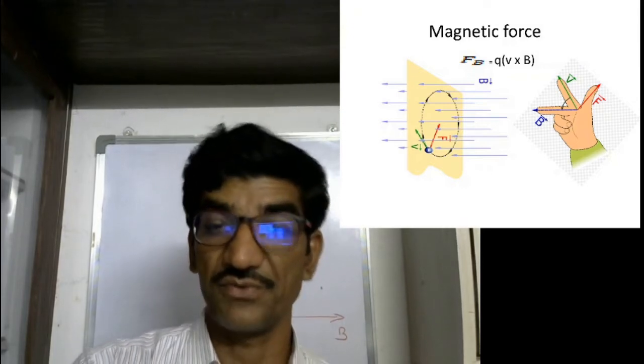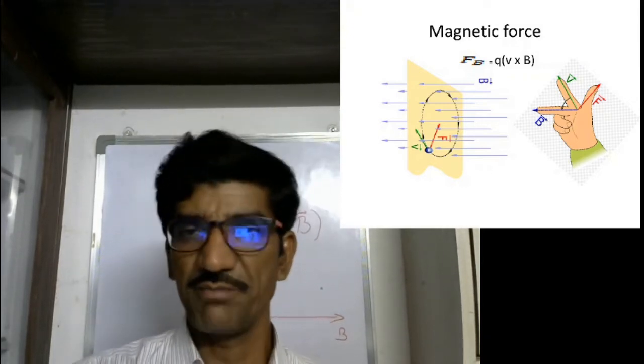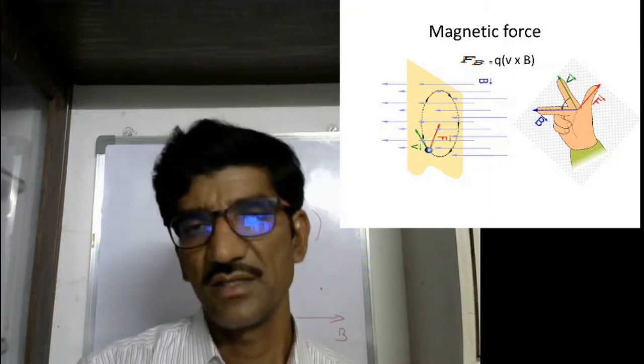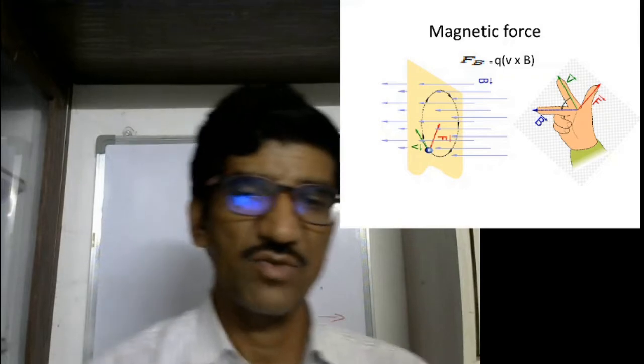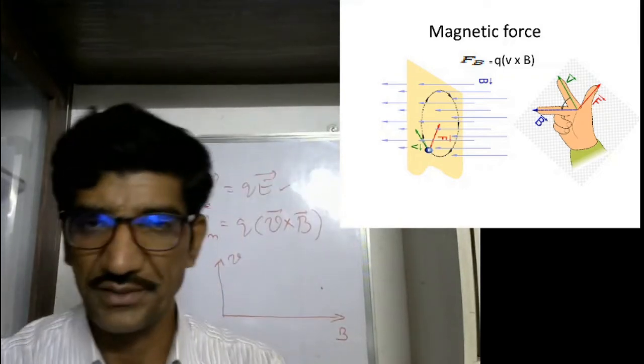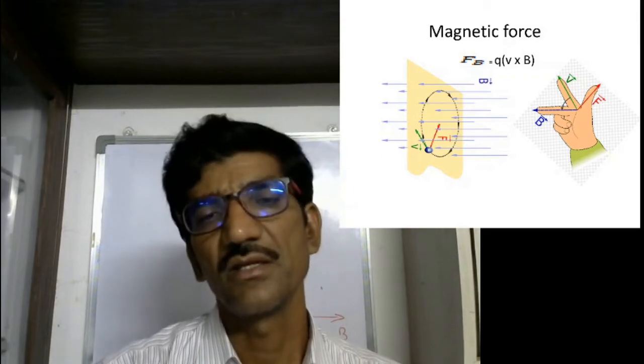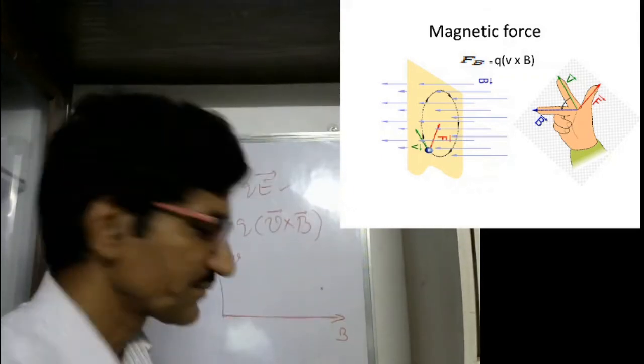Direction of the magnetic force is very important. Of course, we will be discussing in detail about this later while discussing the motion of the charged particle in the magnetic field. Right now, here we are considering this expression in order to define B.